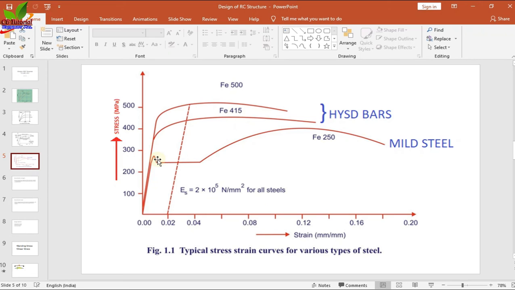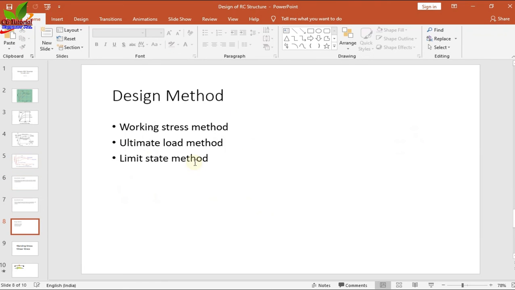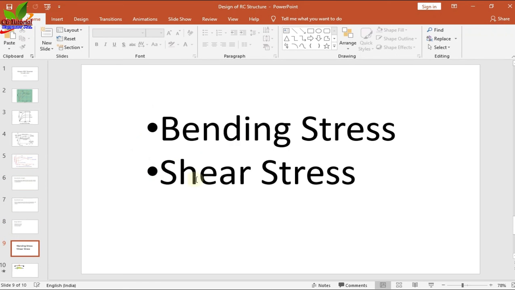The actual difference is in the stress strain curve: for mild steel it has a specific yield point, but for HYSD bar there is no specific yield point. At this particular position there is a curve only, no specific yield point. This is the main difference, and you have to keep in mind that this is very important.